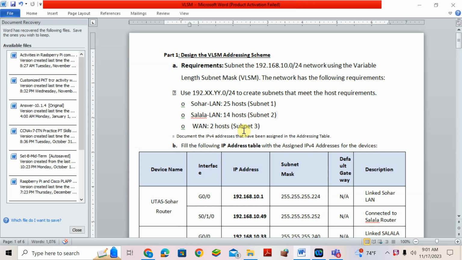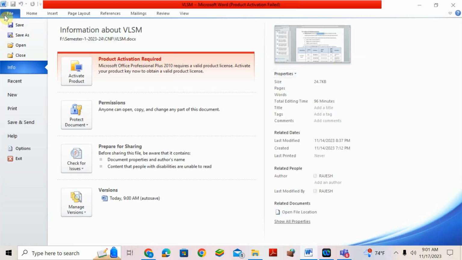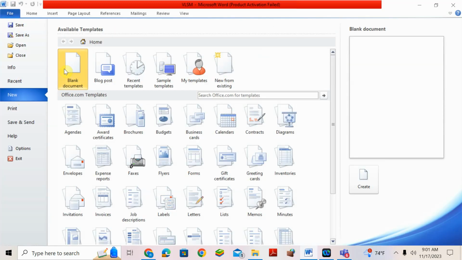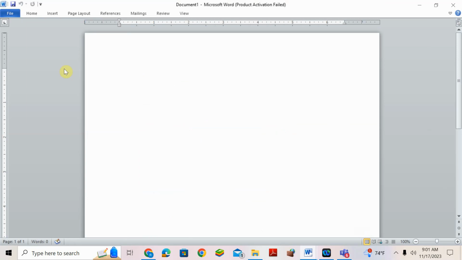Before that, what is subnetting, or what is a network? What is a host? See, we have the network 192.168.10.0/24, and this is an IPv4 address. IPv4 means 32 bits. We'll discuss the same in chapter 8, but before that I'm just telling you. I'll open a new Word file and tell you something about the IPv4 address.